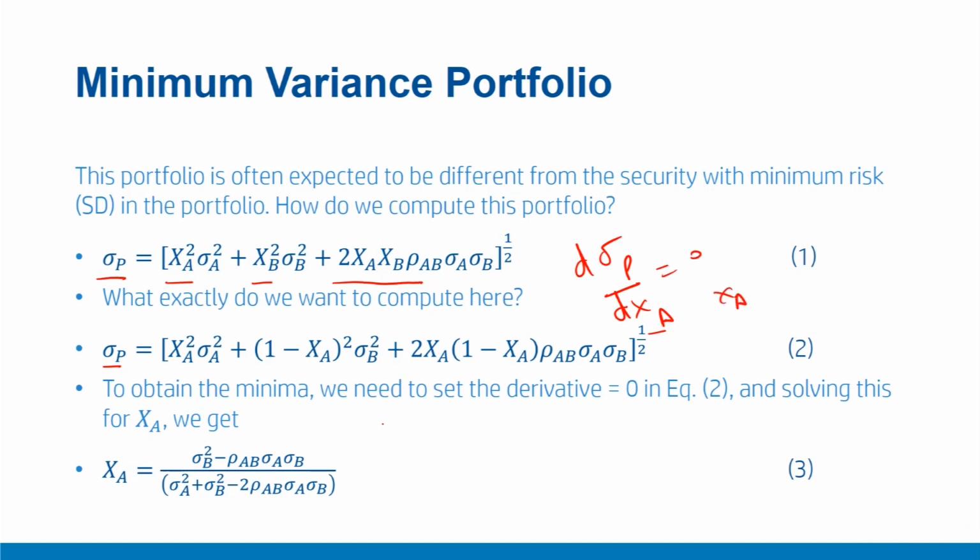Solving for xa, we'll get a simple expression like this, which is xa equal to (sigma b square minus rho ab into sigma a sigma b) upon (sigma a square plus sigma b square minus 2 times rho ab into sigma a sigma b), where rho ab is the correlation between securities A and B, sigma a is the standard deviation of security A, and sigma b is the standard deviation of security B, which expression is given by equation 3 here.